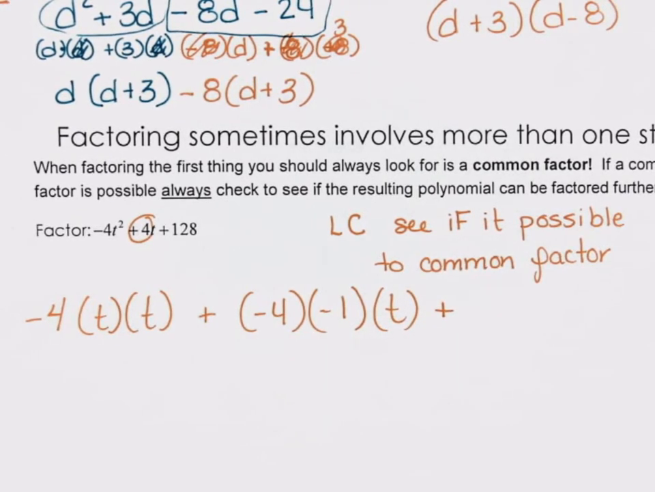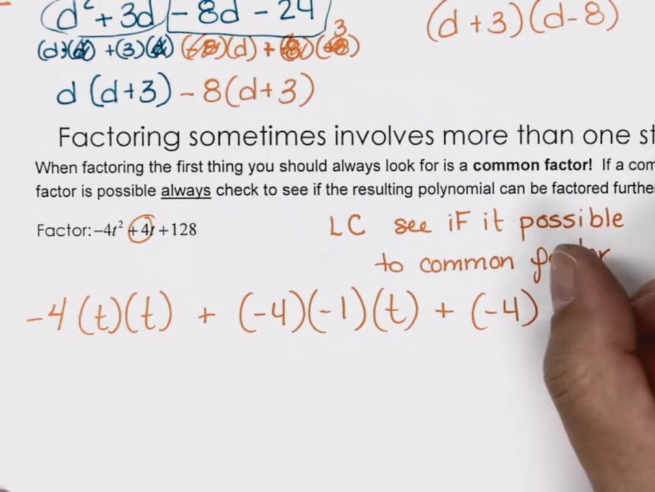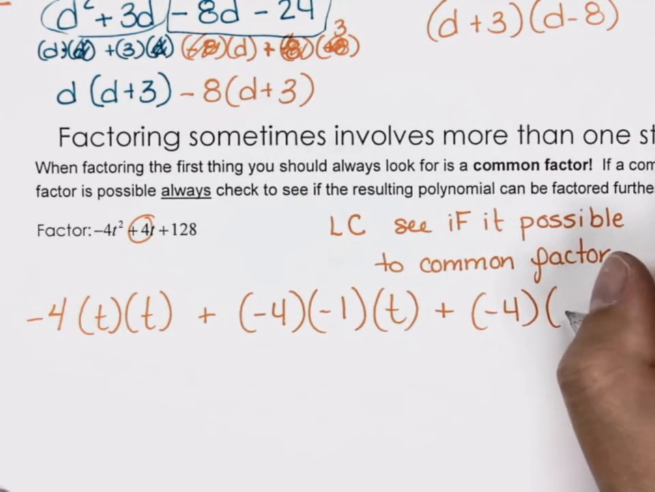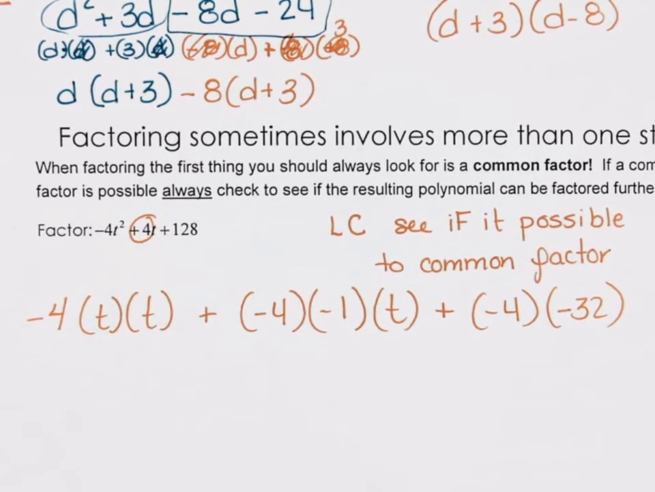128. Is 128 divisible by 4? Yeah. What's left over? 32? Yeah. 128 divided by 4 is 32. We all agree with that? And again, I don't want to just take a regular 4 out. I want to take a -4 out. So I have to multiply that by a -32 to get it back to the +128.